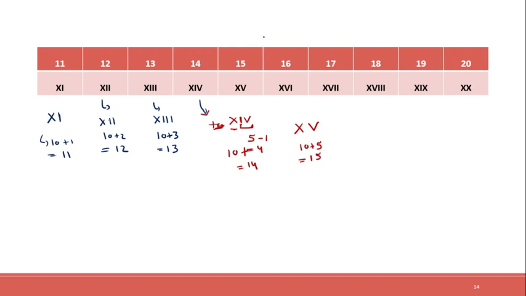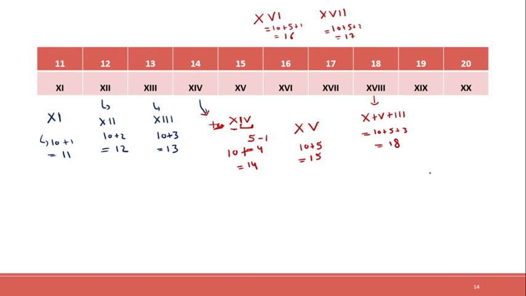For 16, what will we have? 10, 5 and a 1 on its right. That means 10 plus 5 plus 1. It is 16. Got it? Now for 17, 10 plus 5 plus 2, 17. For 18, 10 plus 5 plus 1, 1, 1. That means 3. 10 plus 5 plus 3, 18.